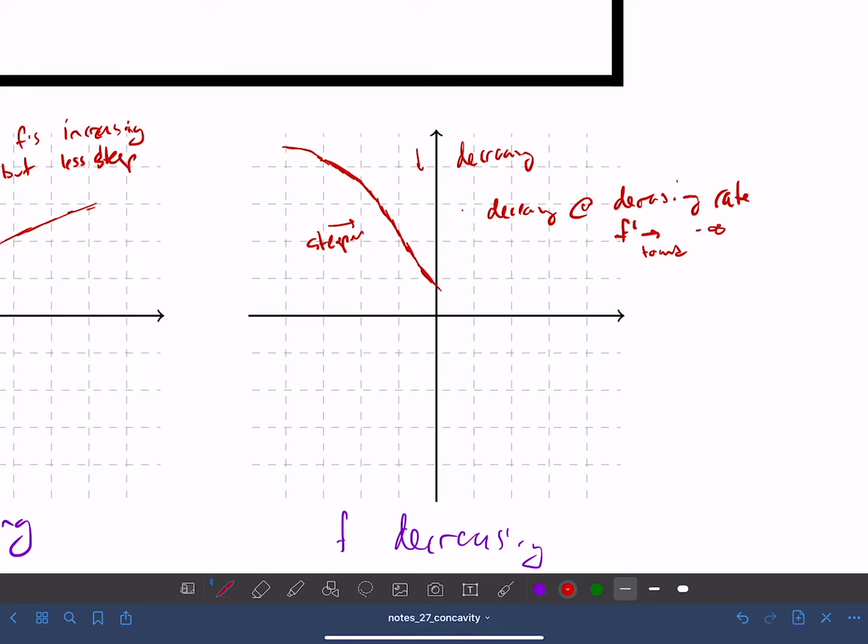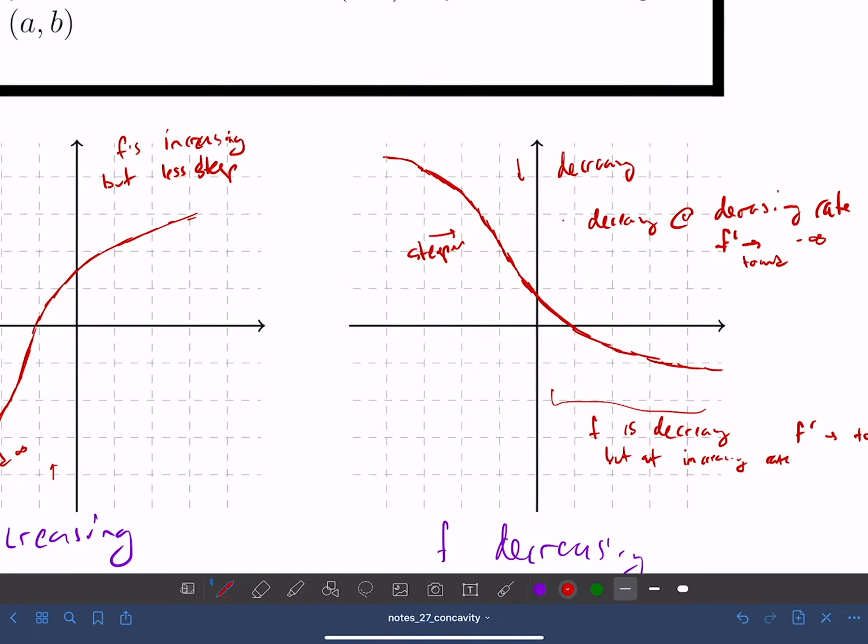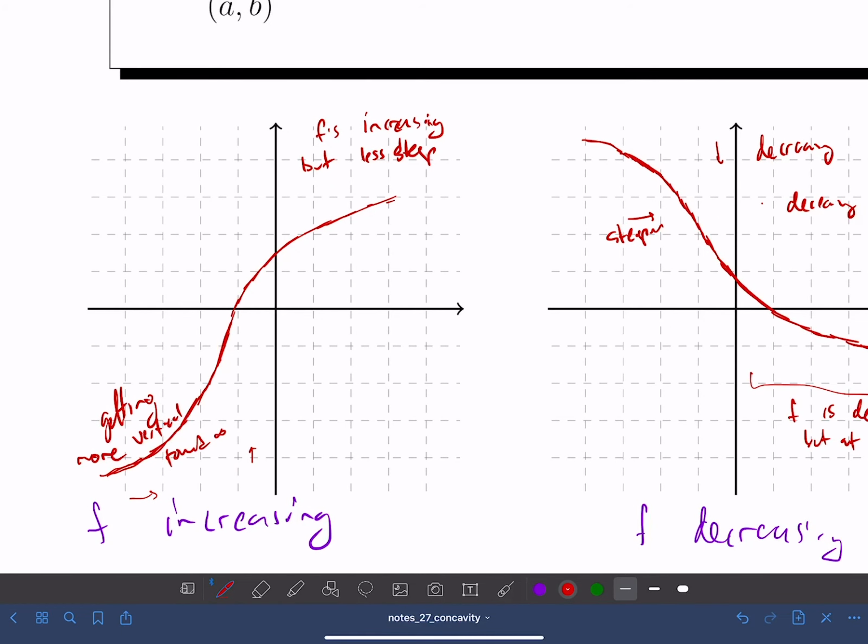And then let's let it level off like that. So right over this interval here, f is decreasing, but at an increasing rate. That is to say that f prime is moving towards positive infinity. Let's see here. Yeah, so earlier, this is f prime moving toward negative infinity. Okay, so I want to do one additional thing, and I'm going to draw the concavity arrow.